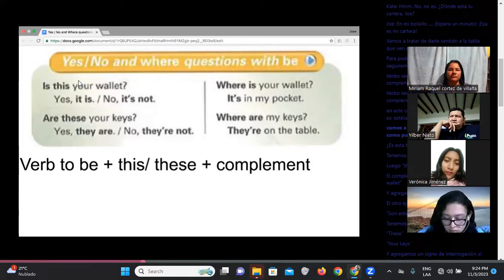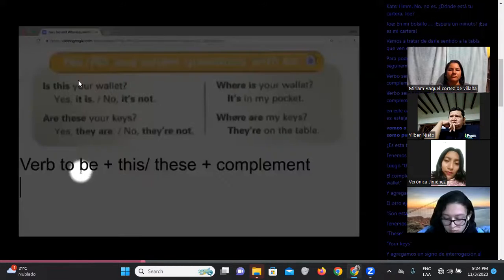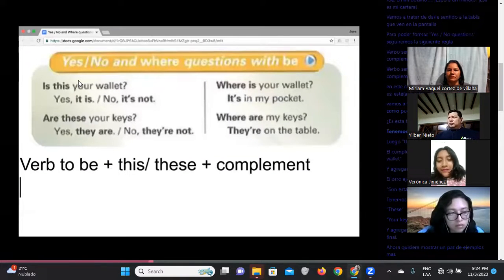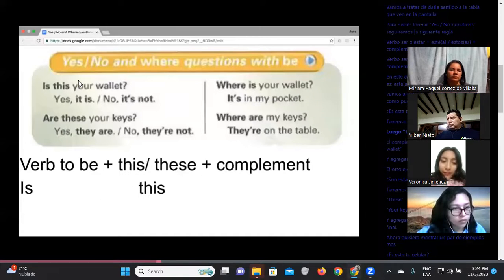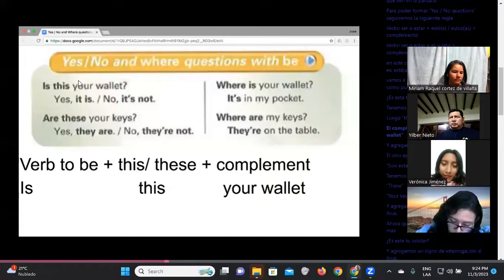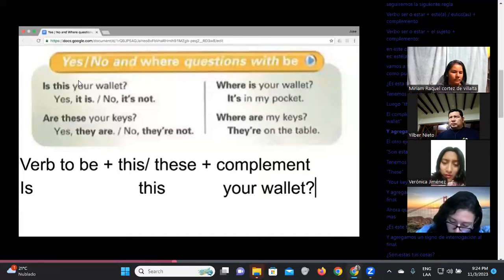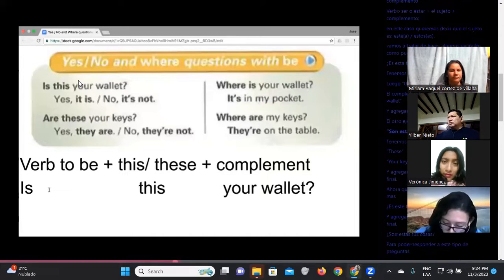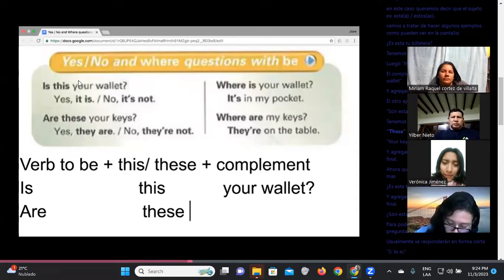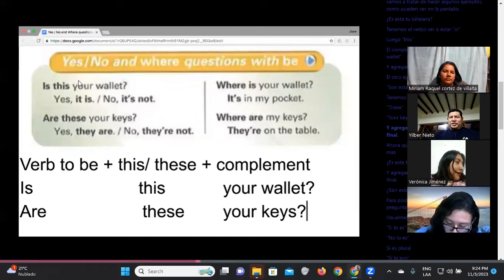So let's try to make some examples. As you can see on the screen, the example, is this your wallet? We have the verb to be. In this case, it happens to be is. And then we're going to use this. The complement is your wallet. And then, of course, we put a question mark there. The other example that you see on the screen, are these your keys? We have a verb to be. Are these your keys? And, of course, we put a question mark at the end.